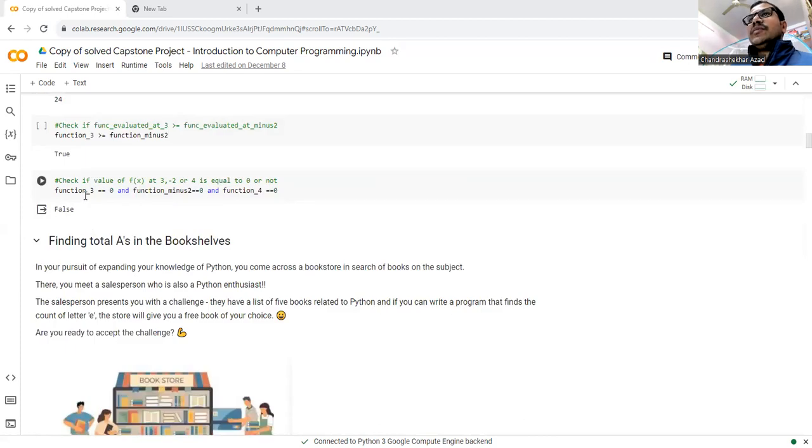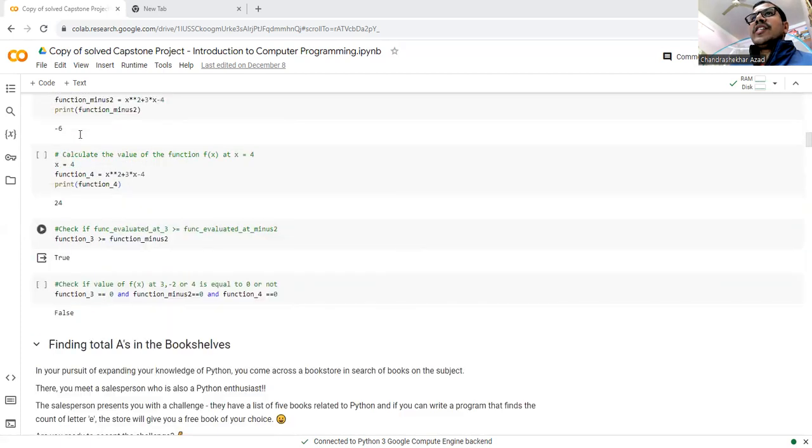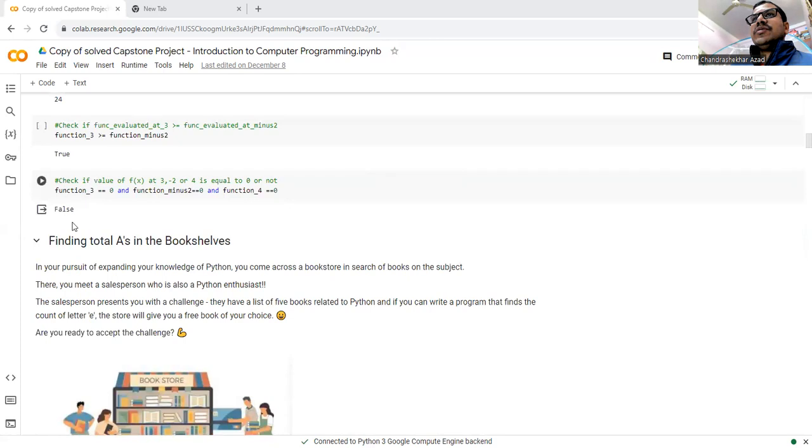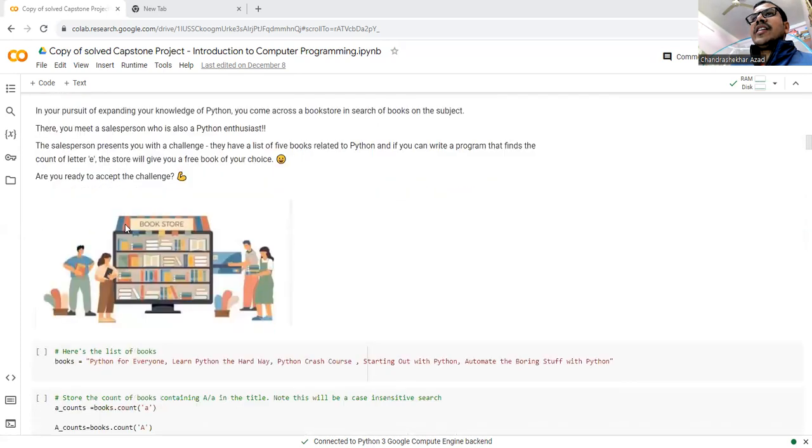Here we are using some algebraic operation. Here we can see that f of 3 is equal to 14, f of minus 2 is equal to minus 6, and f of 4 is equal to 24. So the function has different values at different values of x, so this result comes false. So here the output is false.